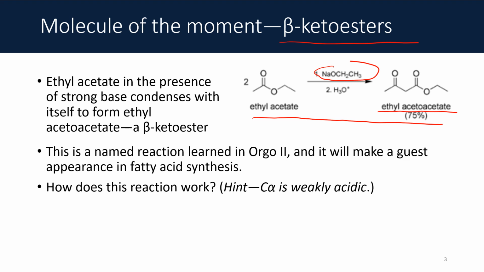Now, previously in beta oxidation, that's simply a four-step cleavage reaction of this C alpha C beta bond over there. And we learned that in last class. But this class is about fatty acid synthesis. We will observe the formation of this bond. So I'm asking you, how does this condensation work?